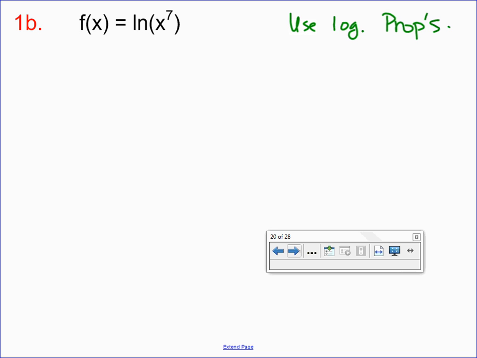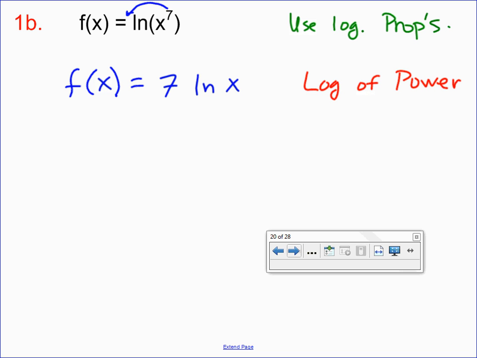So what can we do to rewrite this? Before doing any calculus, we can keep this as f of x. That is, rewrite it, right, and bring down that exponent as a multiplier in front. So we can rewrite this as 7 times ln of x. That would be the log of a power property. So the log of a power property is equivalent to exponent times the log of the base. Now when I go to differentiate and find f prime, why is this easier than the last?